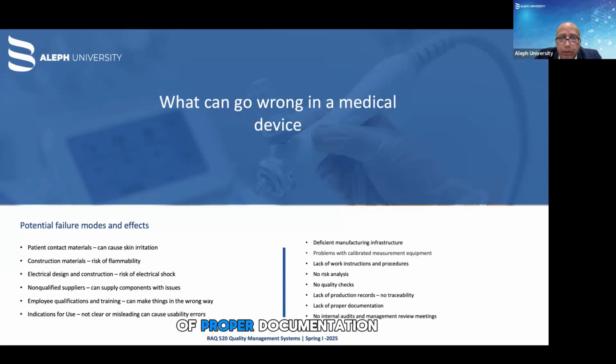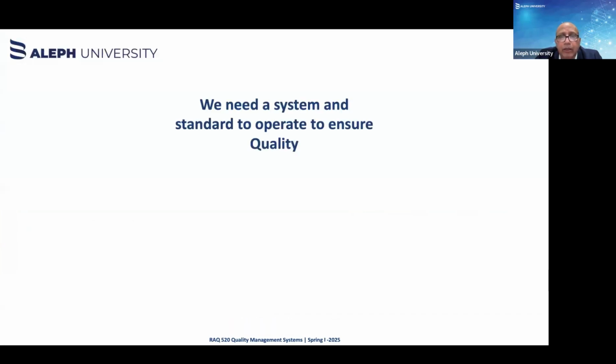And also lack of proper documentation, no internal audits and management review meetings. That's also another issue, a lot of companies related to healthcare don't do audits on time or do management review to analyze how the system is behaving. And it is important to do internal audits because that's the only way to make sure that every aspect of the operation is being controlled, is being done in the proper way. So that's why we need a system and standard to operate to ensure quality.